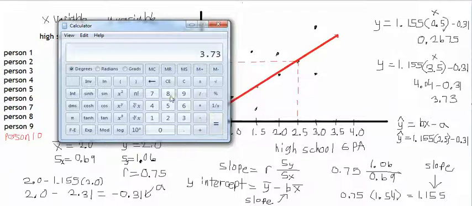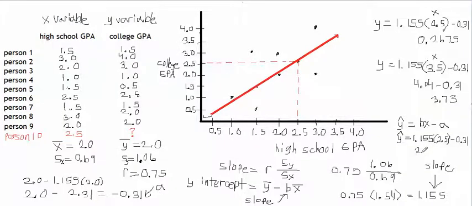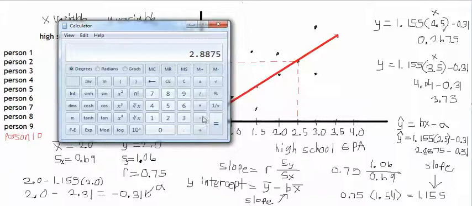So let's do this part first. 1.155 times 2.5, which is the high school GPA that we already know, and it comes out to about 2.8875. Minus 0.31. Which is about 2.58.